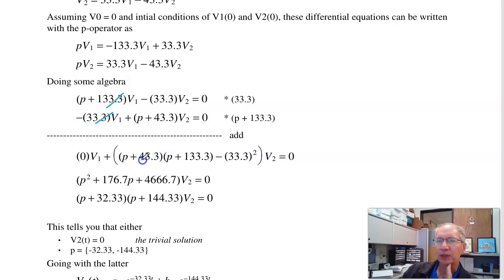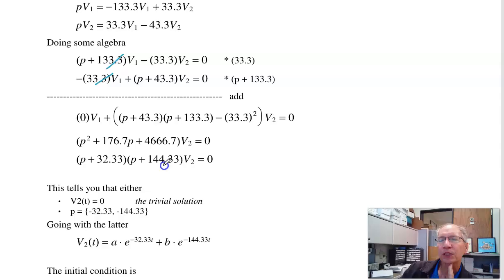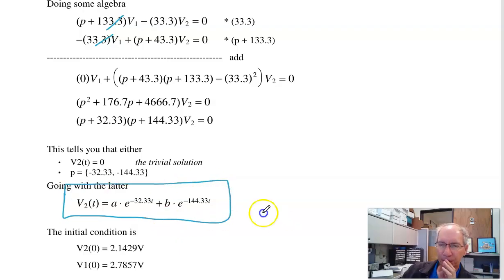Again, some algebra, group the terms together, factor it. This gives me two solutions. Either V2 equals 0, which is the trivial solution, or P is minus 32 or minus 144. So I've got two capacitors, I've got two modes. Those are the eigenvalues, those are the modes. So now V2 of t behaves in this way. That's the natural response.